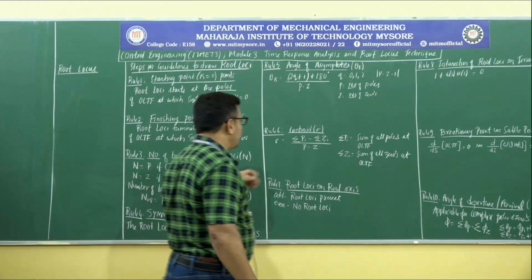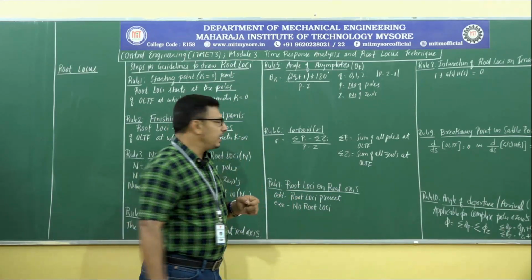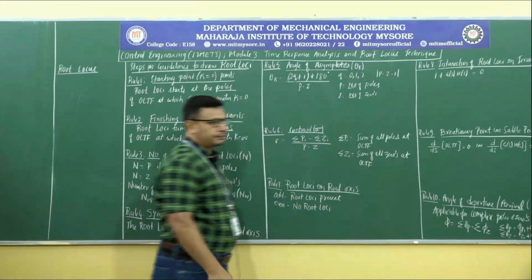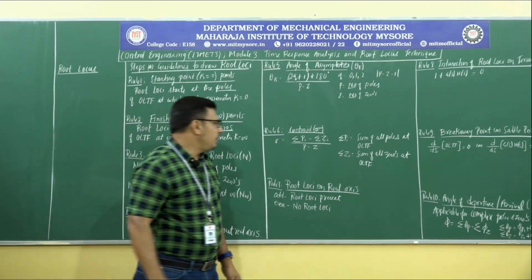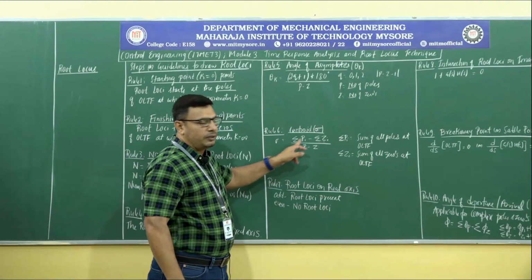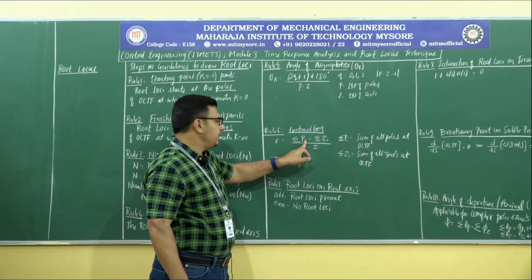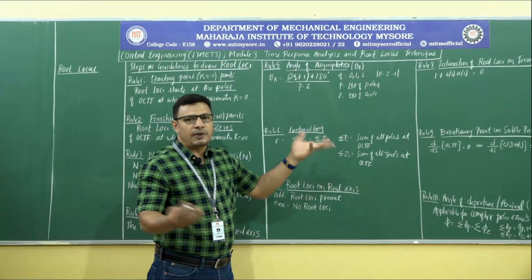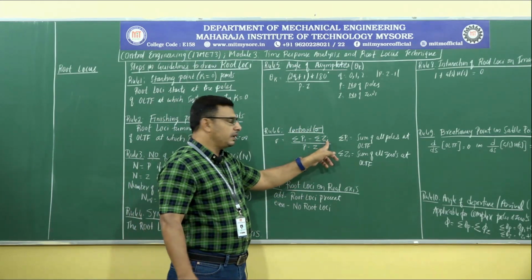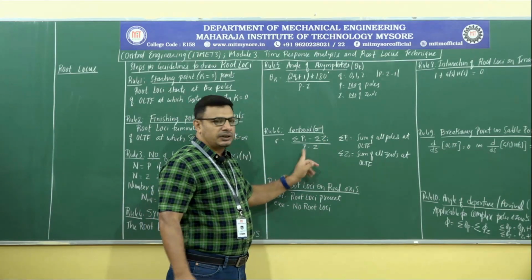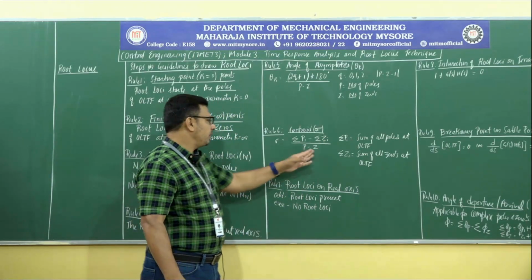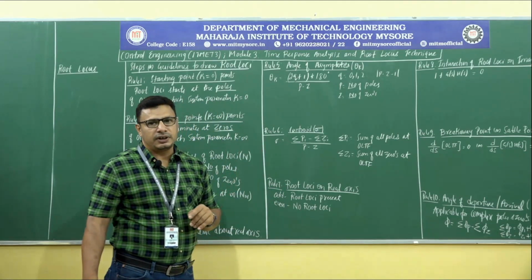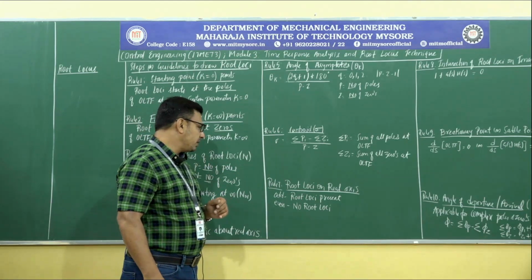That meeting point of all the asymptotic straight lines on the real axis is called the centroid, and it is denoted by sigma. Now how will you calculate the centroid? By using this formula: summation of pi minus summation of zi, where pi and zi are the individual poles and individual zeros, divided by p minus z, the number of poles minus the number of zeros. If you do that, you will get the centroid. That will be the point from where the asymptotic straight lines will emerge on the real axis.